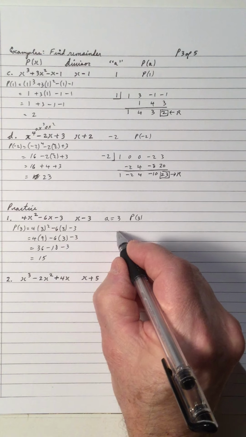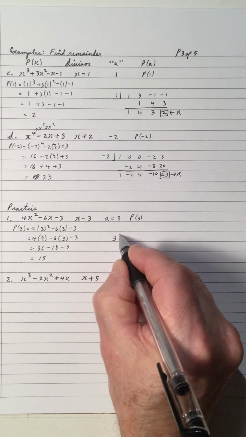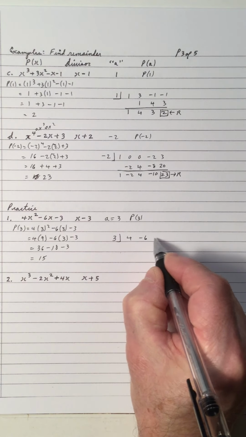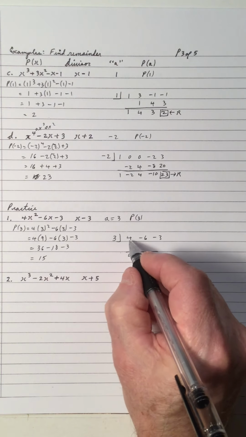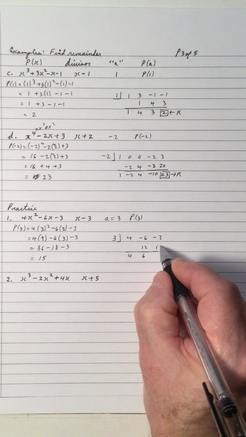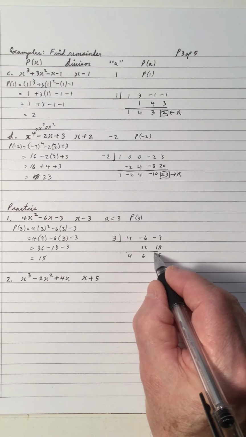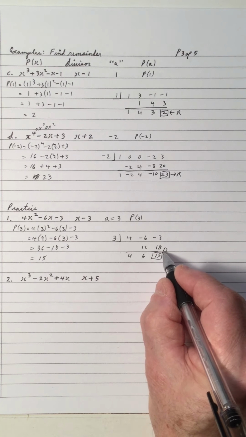And let's check with synthetic division. And we're dividing by 3 into it's in descending order, so we got a 4, negative 6, negative 3. Bring down your 4. 3 4s are 12. That's a 6. 18. Subtract 3 is 15. So there's the remainder. Perfect. That's the remainder right there, 15.